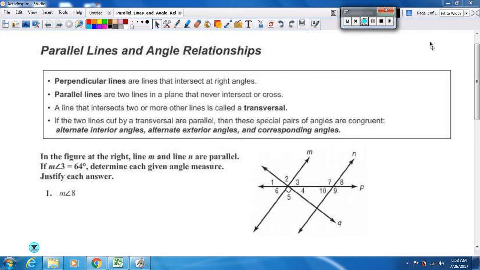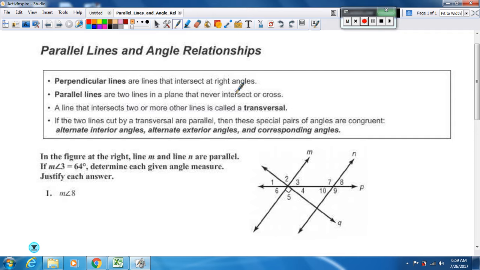Parallel lines and angle relationships. Perpendicular lines are lines that intersect at right angles, and you will always know a perpendicular line because this box here is the geometric symbol for a right angle. So any lines that form that angle are perpendicular.